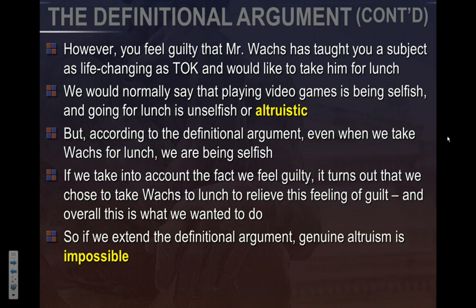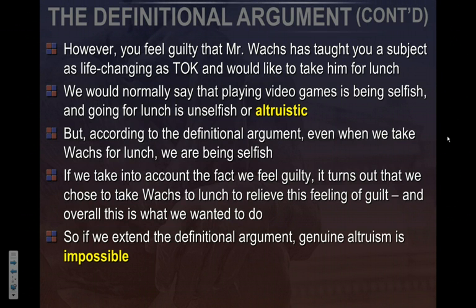Similarly, you guys are sitting here today because you don't want to not go to TOK and maybe get an absence or maybe miss out on a mark here or there. So in fact, you are acting selfishly because you are thinking about yourself. That's what the theory would say. That even though it seems like we're doing something that we don't want to do, we are actually acting selfishly. And what that then says is that there is no altruistic behavior.